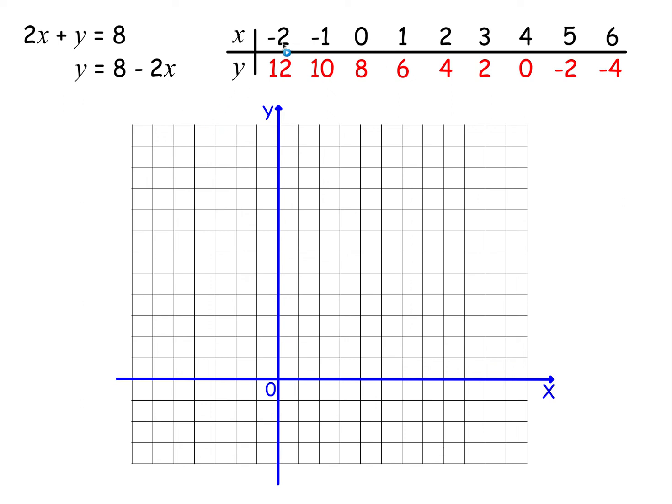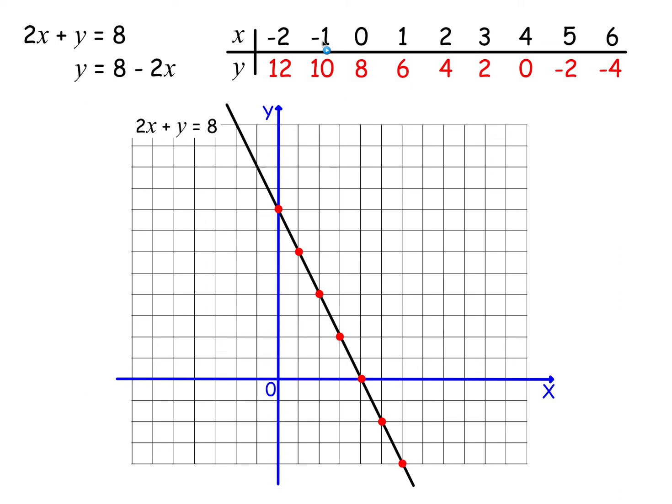So here we go. (-2, 12), there it is. (-1, 10), there it is. (0, 8), (1, 6), (2, 4), (3, 2), (4, 0), (5, -2), and (6, -4) are all plotted. They do indeed lie in a straight line. This is a linear equation. The graph will be a straight line. The solution is, however, all possible points on that line. So that black line is the solution.